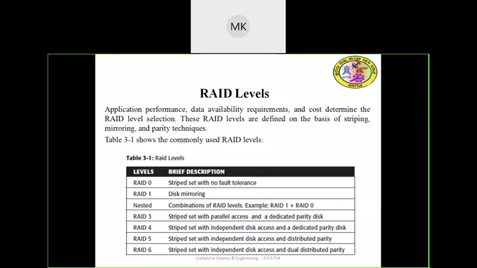Table 3.1 shows the commonly used RAID levels. RAID 0: striped set with no fault tolerance. RAID 1: disk mirroring. Nested combinations of RAID levels, for example RAID 1 and RAID 0. RAID 3: striped set with parallel access and dedicated parity disk. RAID 4: striped set with independent disk access and dedicated parity disk. RAID 5: striped set with independent disk access and distributed parity. RAID 6: striped set with independent disk access and dual distributed parity.